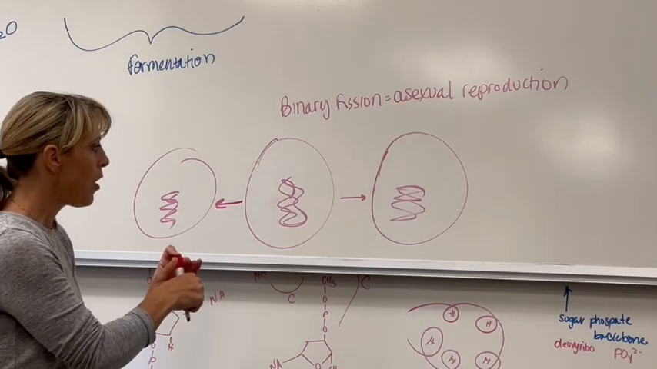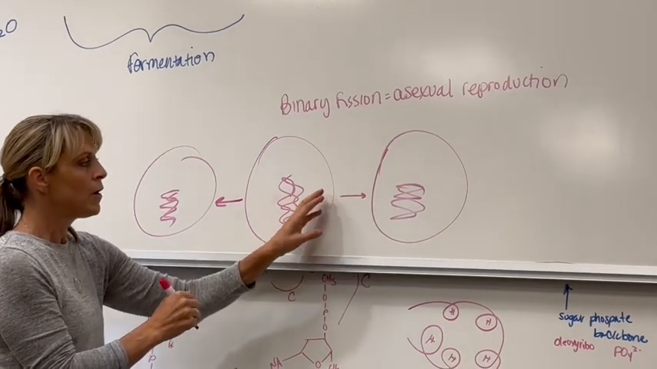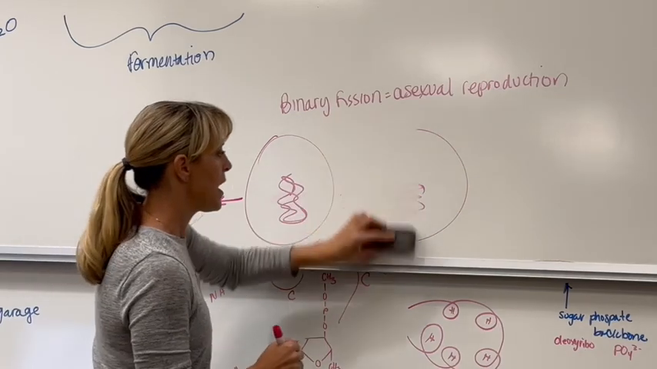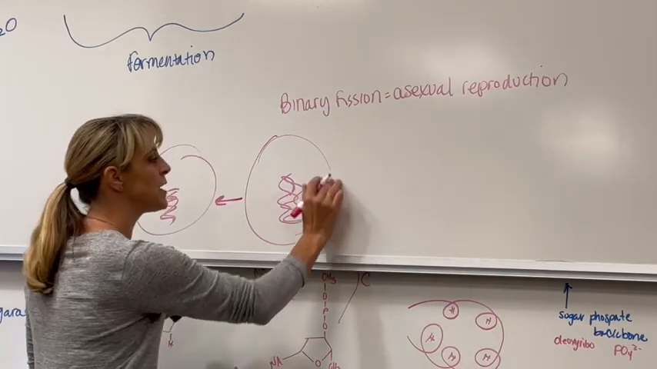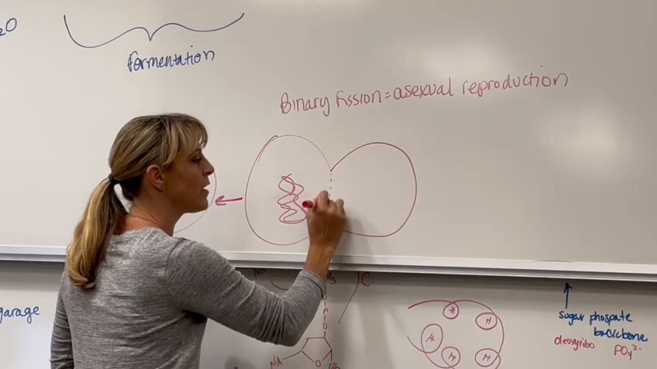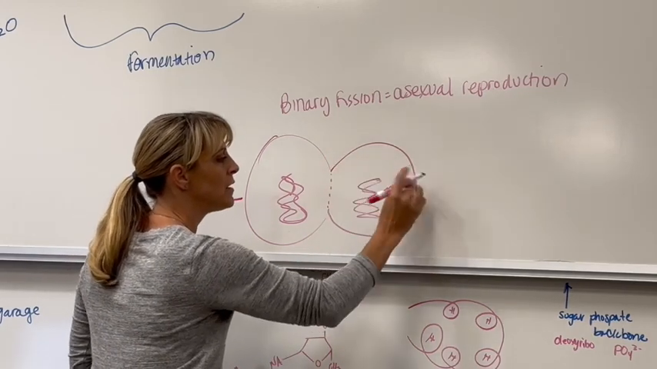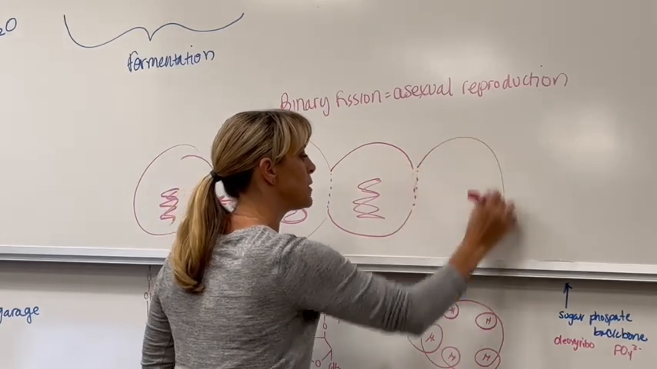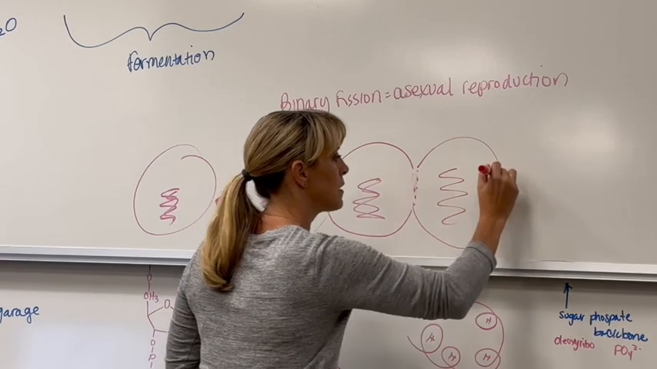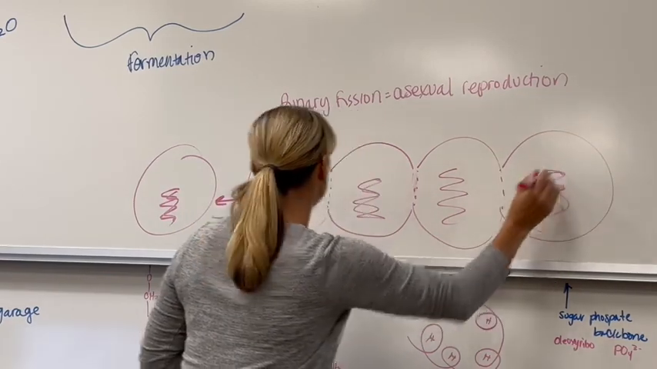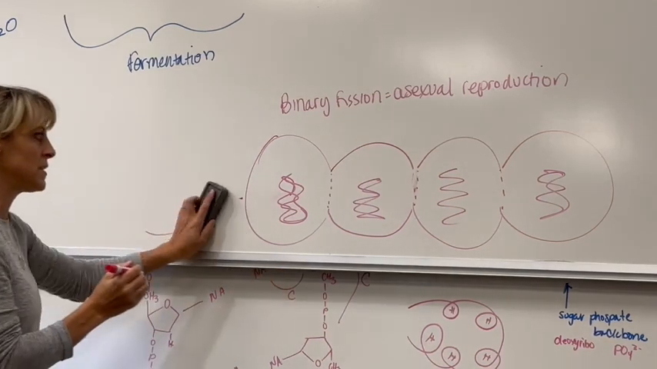So not all bacteria will spit off a new offspring and it will be separate. So sometimes it'll get bigger and it will keep this little area between them every time it divides. What is this an example of?